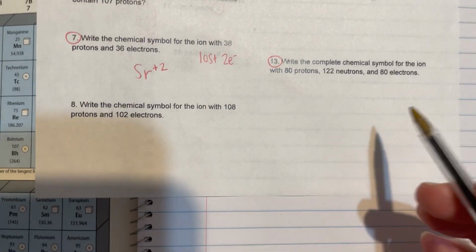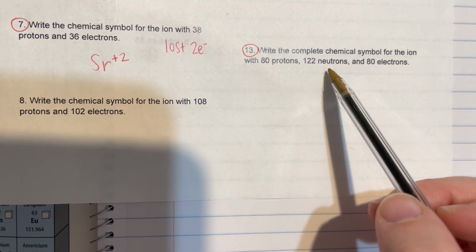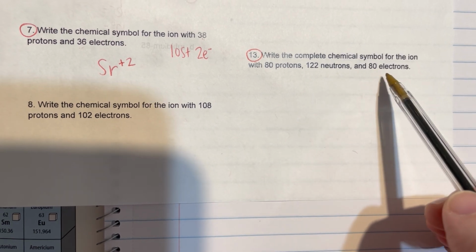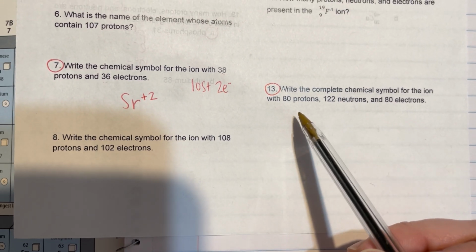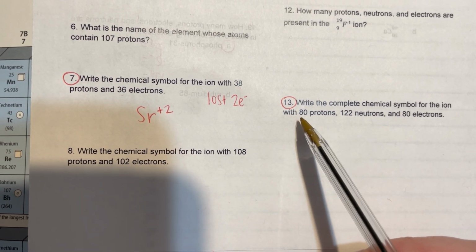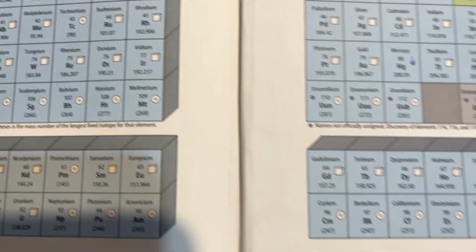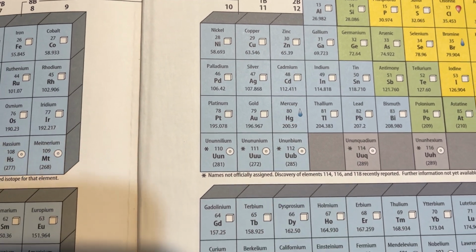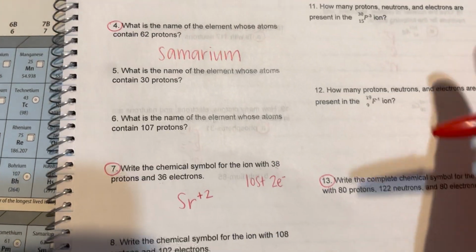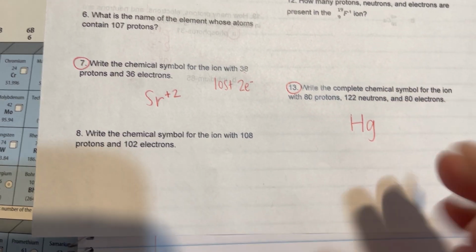For the next problem, it says write the complete chemical symbol for the ion with 80 protons, 122 neutrons, and 80 electrons. So the first thing that I need to do is figure out what the element is, and I can do that by going to 80 on the periodic table. Looking for 80, and 80 is right here. That's mercury, which is Hg. So my element symbol is Hg.